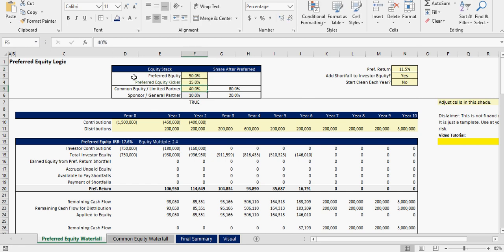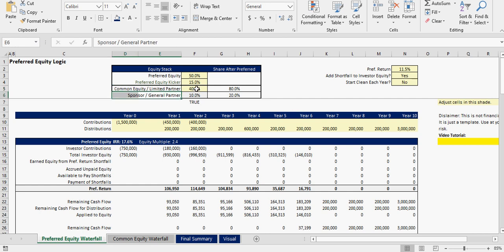You can have this so you have preferred equity and then common equity investors that split a waterfall with the general partners. So you basically have a stack where you have preferred equity first, their preferred return, their equity gets returned, and then they get a share of the profits. And then after that, everything that remains can go to the second group of common equity. And the common equity could be made up of investors, limited partners, and the sponsor, or it could be just the limited partner or just the sponsor.